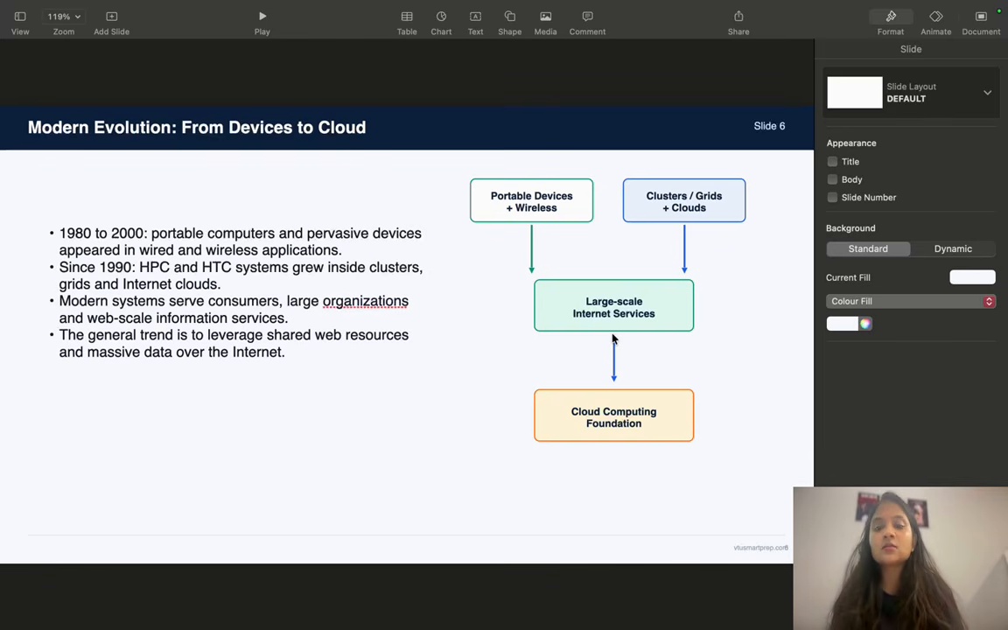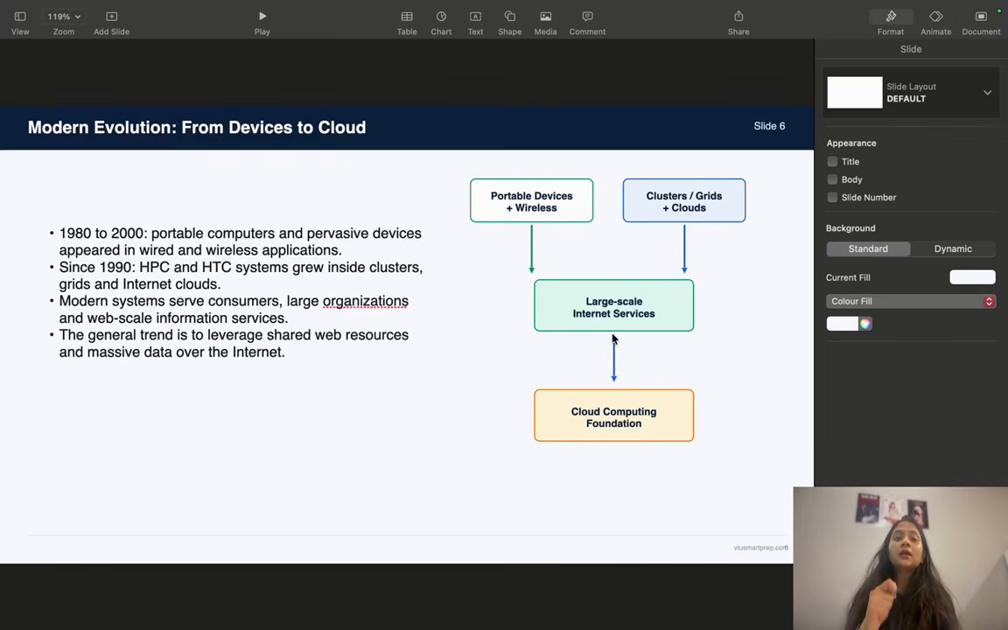So these devices supported both wired and wireless applications. After that, from around 1990 onwards, HPC and HTC systems became popular. These systems were used inside clusters, grids, internet clouds, and large data centers.